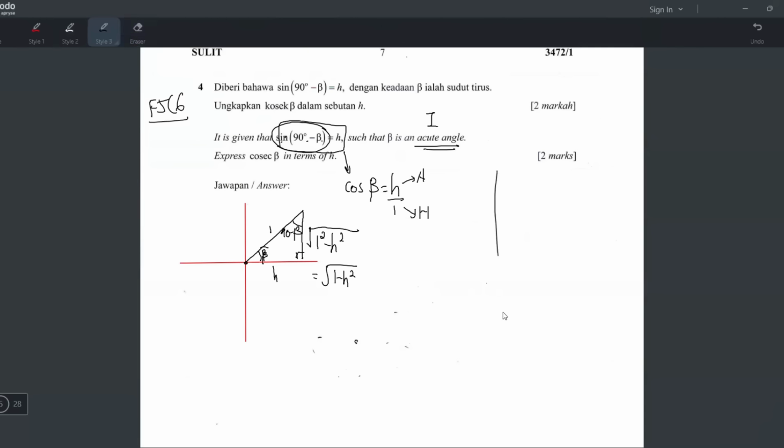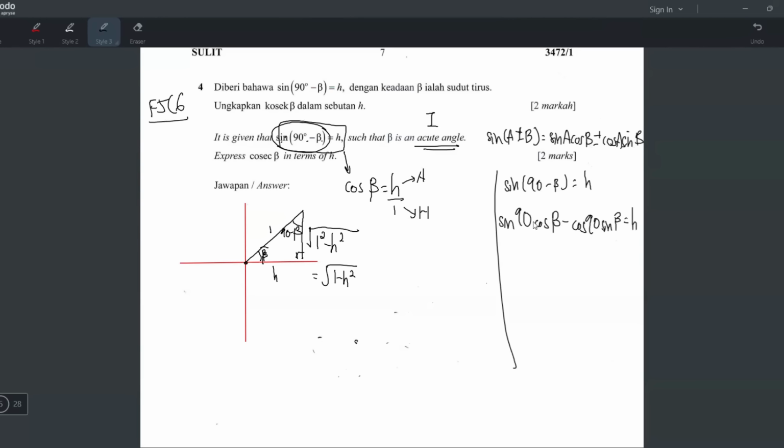So let's say I use addition angle. Sin 90 minus beta equals h. The addition angle formula for sine is sin a plus minus b equals sin a cos b plus minus cos a sin b. So your a will be 90 and your b is beta, and plus minus means you follow the symbol here, so this one is minus. So we get sin 90 cos beta minus cos 90 sin beta equals h. What is sin 90? 1. And what is cos 90? 0.